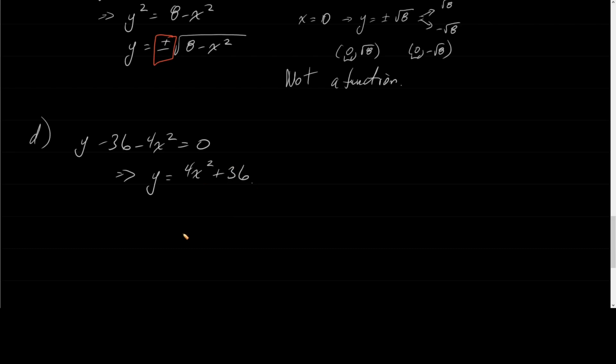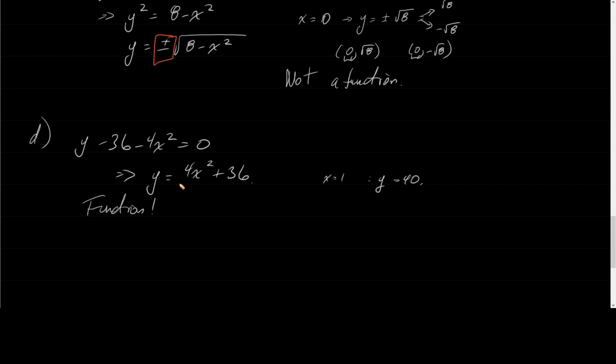All right. Now this is a function. How do I know? Because there's no value that I can plug into the x that would give me two different outputs, right? For example, if I let x equal 1, what do I get for y? Well, 4 times 1 is 4, because 1 squared is 1, and then 4 plus 36 equals 40. So in this case, I only got one possible output, and there's no number that would be different for that. So this is a function.